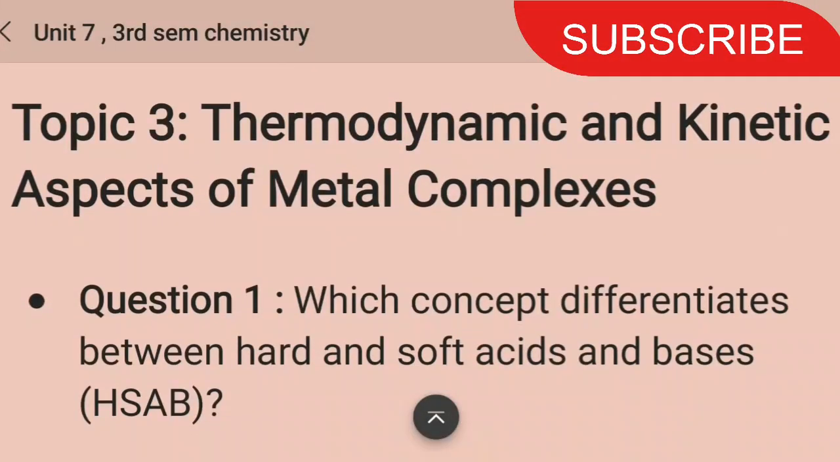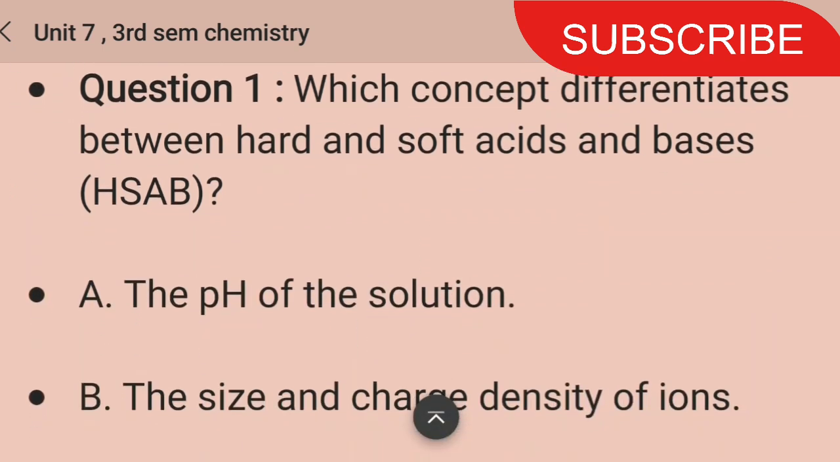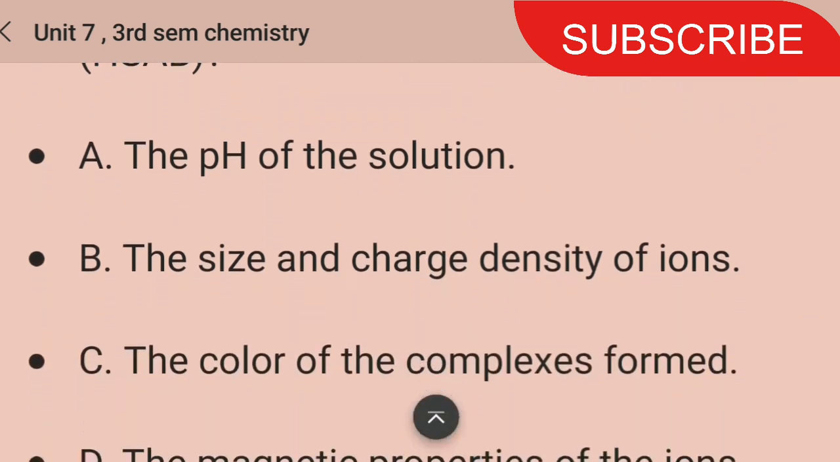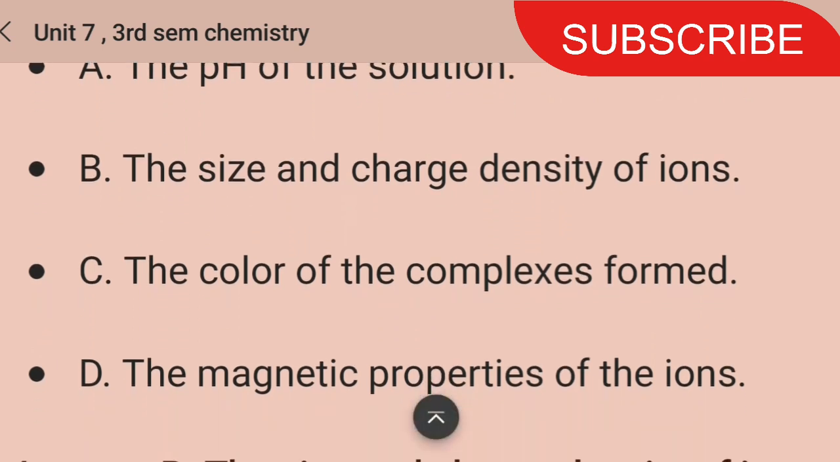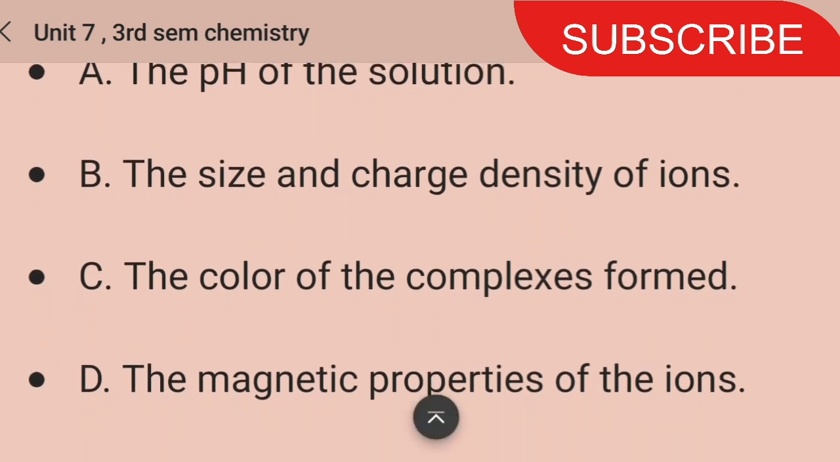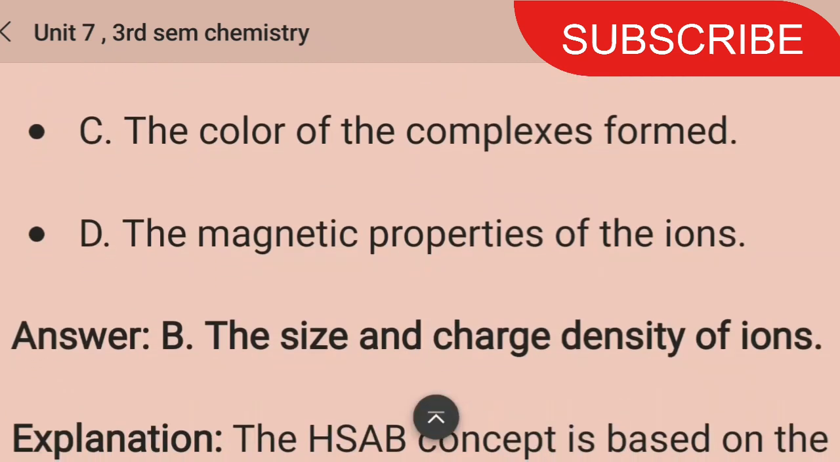Topic 3rd. Thermodynamic and kinetic aspects of metal complexes. First question. Which concept differentiates between hard and soft acids and bases? The pH of the solution, the size and charge density of ions, the color of the complexes formed, the magnetic properties of the ion. And the answer is option number B, the size and charge density of ions.